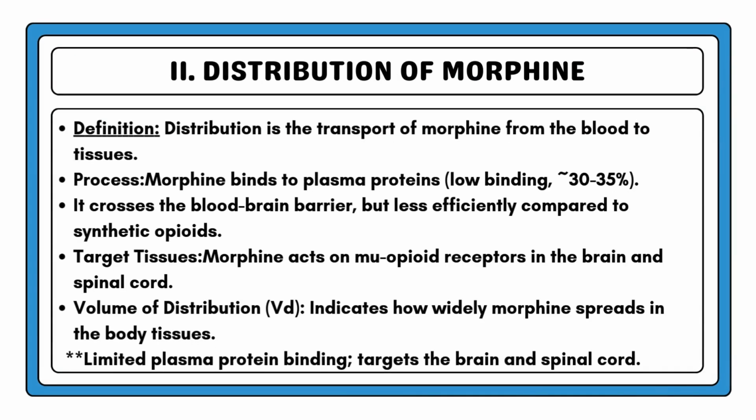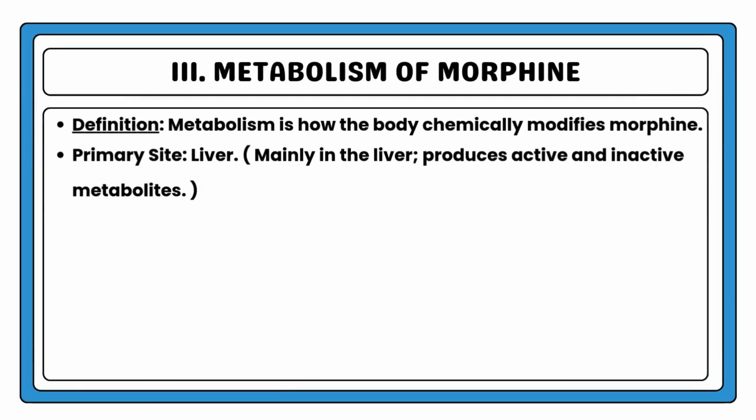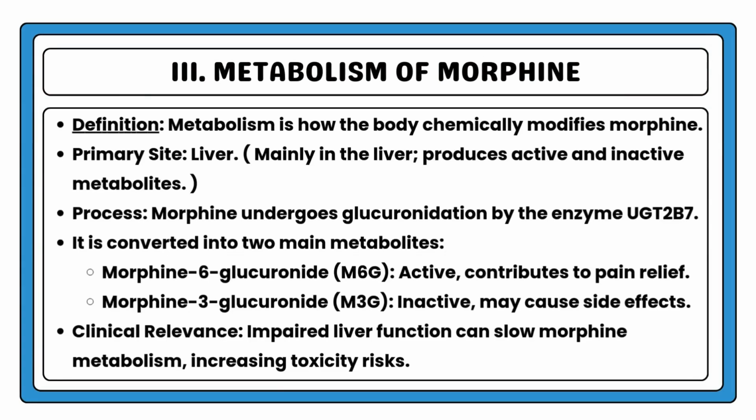Distribution of morphine. Definition: distribution is the transport of morphine from the blood to tissues. Morphine binds to plasma proteins. It crosses the blood-brain barrier but less efficiently compared to synthetic opioids. Morphine acts on mu opioid receptors in the brain and spinal cord, and indicates how widely morphine spreads in the body tissues.